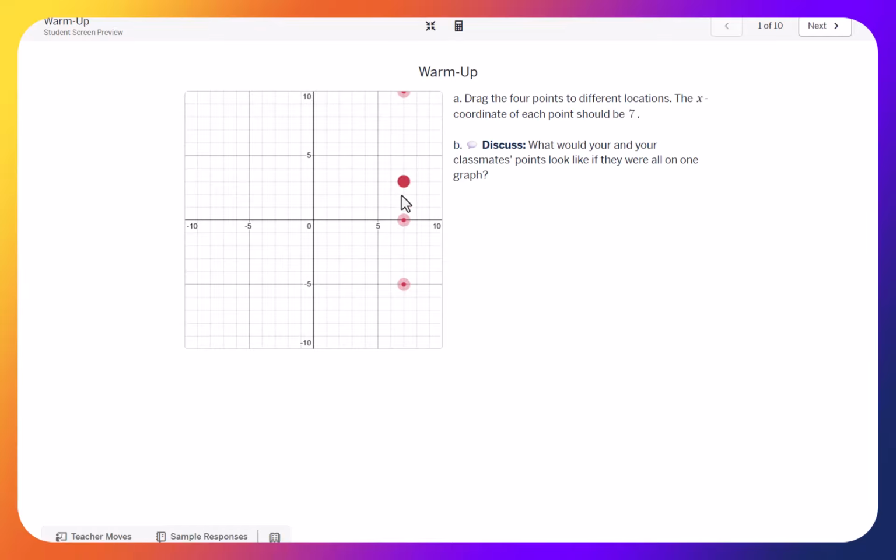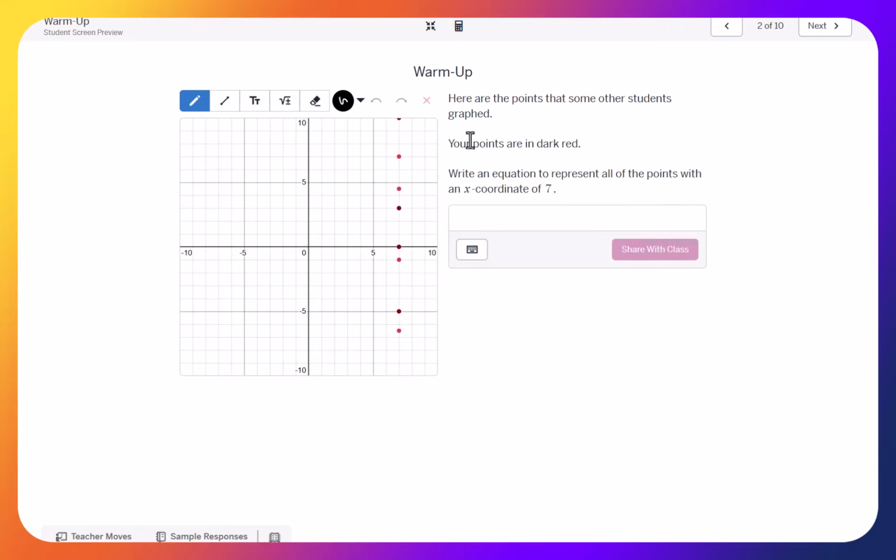And if I were to put everybody's points on the same graph, it looks like they'd form a vertical line, which is what we're talking about on these first 4 slides. Let's move forward. So here are the points that some other students graphed. Your points are in dark red. And if I wanted to write an equation to represent all the points with an x-coordinate of 7, I'll show you what that looks like in just a moment. But I want to let you see what these coordinates look like, just for a visual.